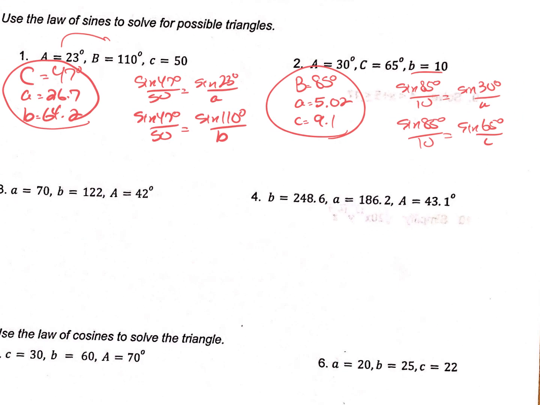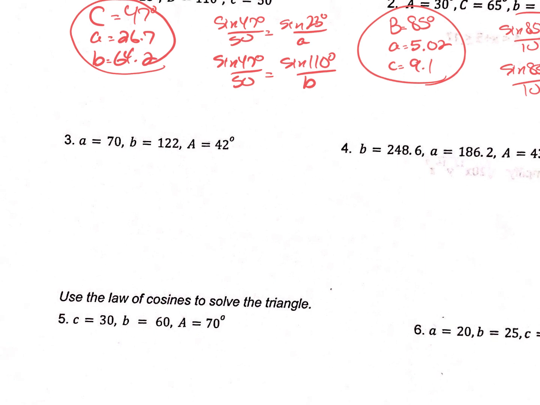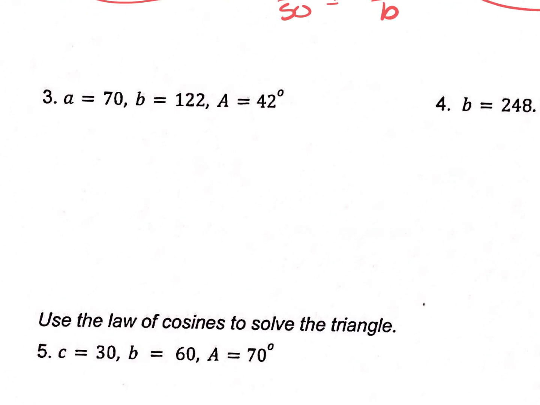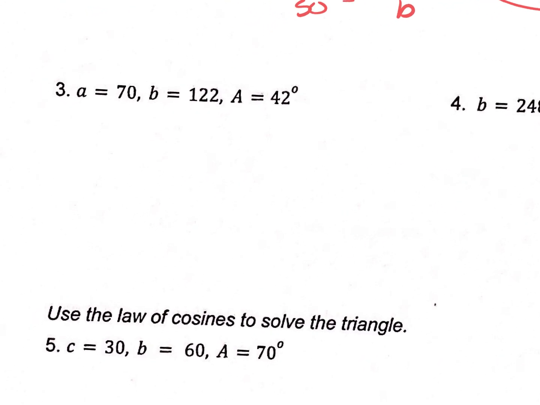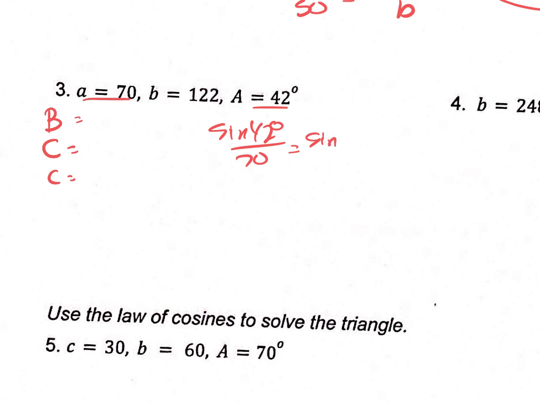All right, 3 and 4. Now, 3 and 4 are both side-side-angle or angle-side-side, so they're the pain. All right, so got to watch out what's going on here. One thing I do know here on number 3 is I need to find big B. I've got to find big C, and I also need little c because that's what I'm looking for. So what I do have, I have both my A's. So I'm going to do sine of 42 degrees over 70 equals sine of big B over 122.